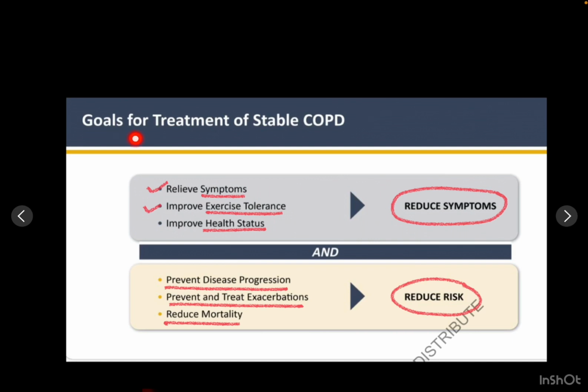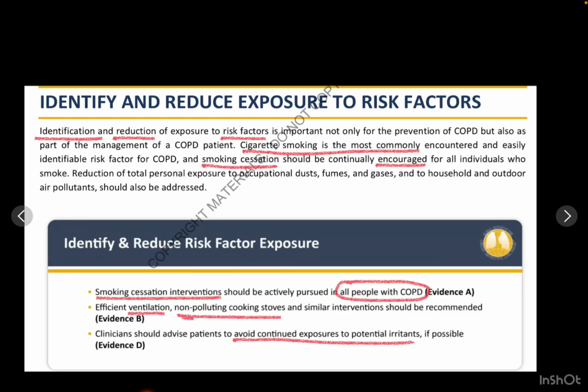Then they talk about the goals of treatment of a stable COPD patient. We should relieve symptoms, improve exercise tolerance, and improve health status. If these are achieved, symptoms will reduce. Then, to reduce future risk, we prevent disease progression, prevent and treat exacerbations, and reduce mortality. Now they are talking about identifying and reducing exposure to risk factors, so we have to reduce the risk factors also.